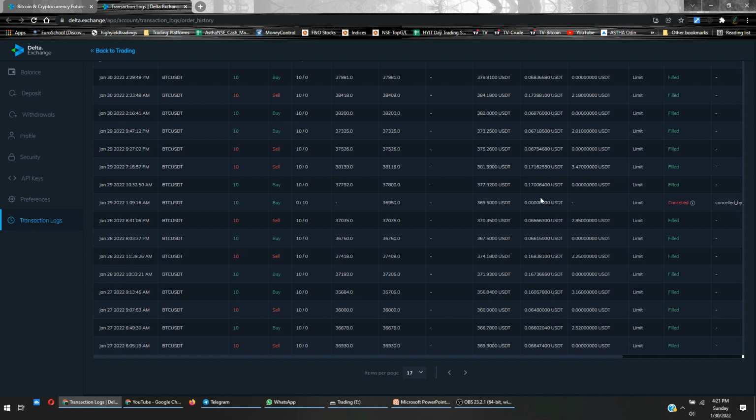Point number two is, since we are already seeing the transaction logs here, let me tell you how I got 100% returns. My first investment was around $12.45. This was the day on which I invested $12.45. On 27th I took two trades, both of them were in profits. On 28th, again I took two trades, both of them again in profits.